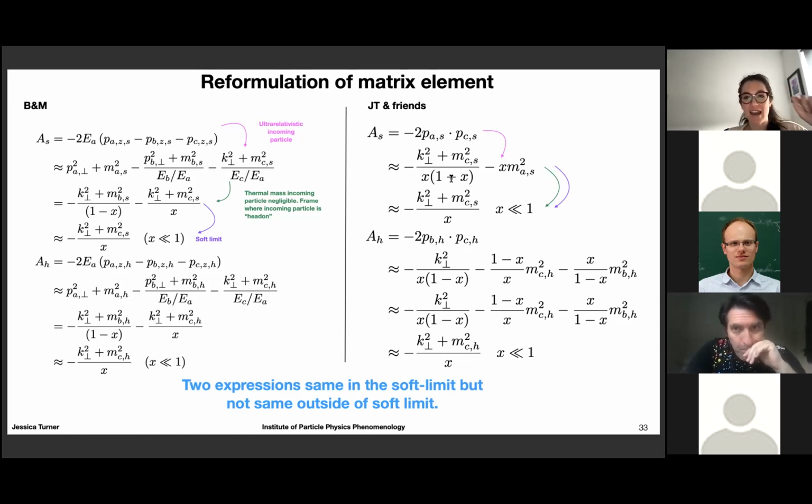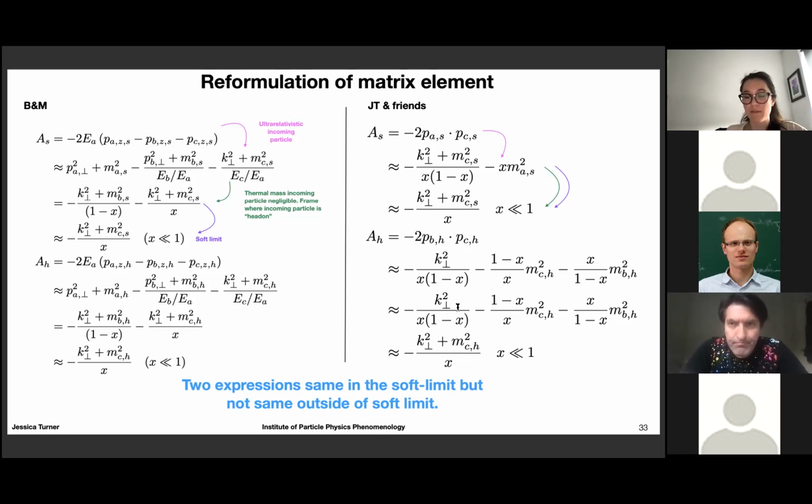Our AS comes from a different place, and I'll try and motivate where that comes from. It comes from the inner product of PAS and PCS. And when you substitute the kinematics and go to the ultra-relativistic regime, and the regime where the incoming particles are coming head on, and we can ignore the thermal masses, it has the following form, which is different from the Bodecker and Moore form of AS. However, in the ultra-soft regime, it has the identical form.